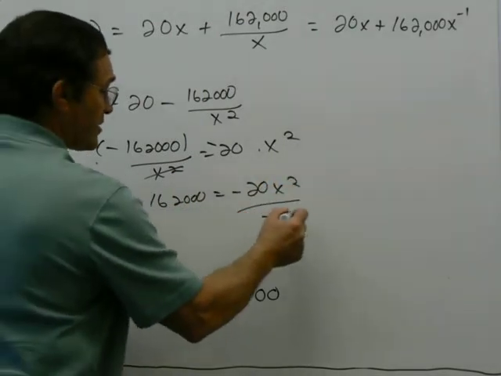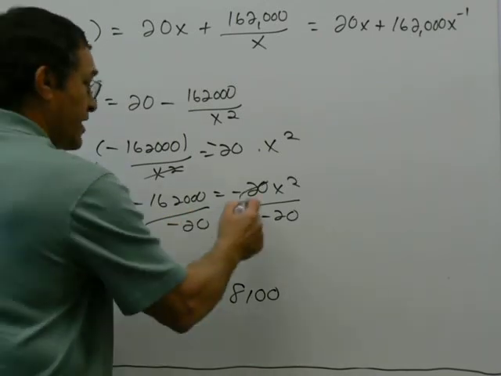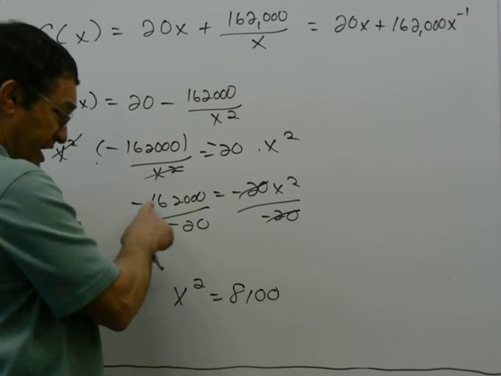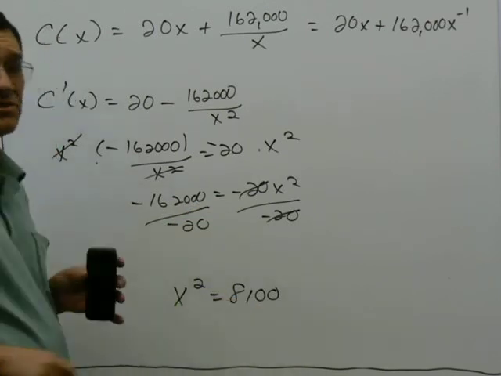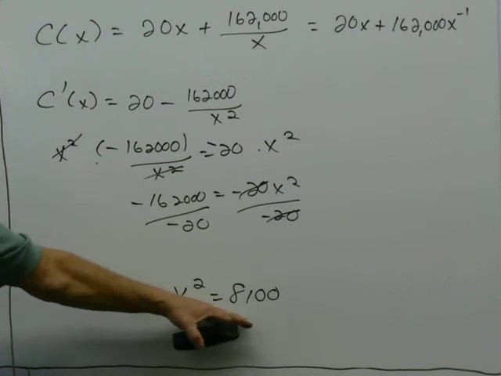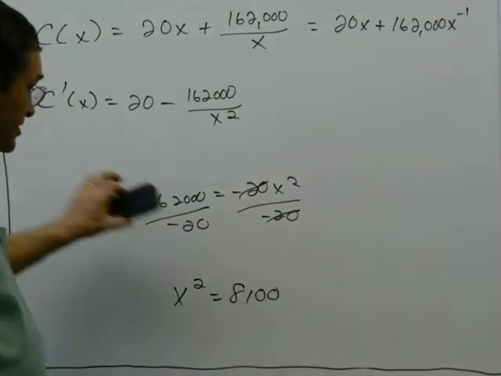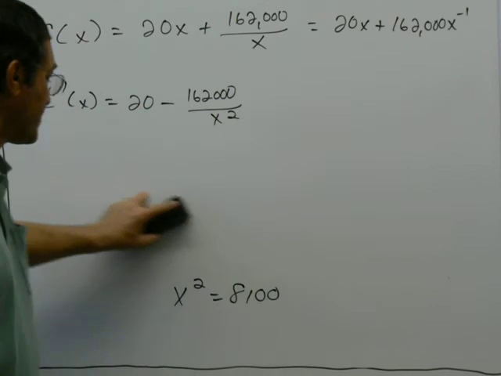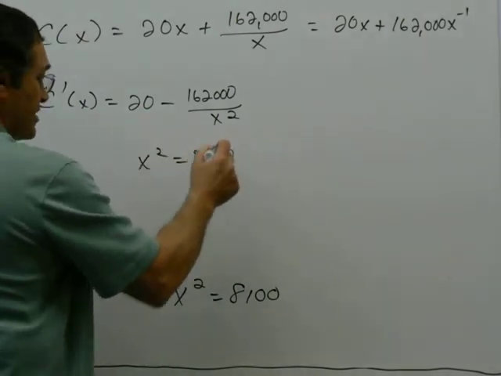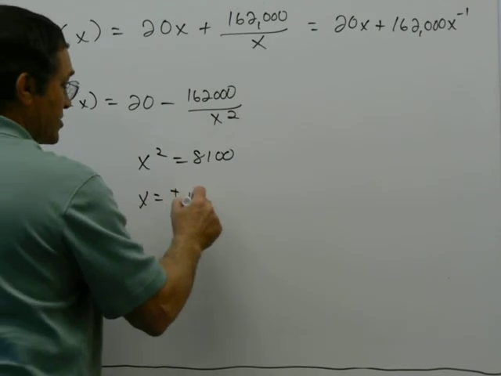Divide both sides by negative 20. Those will cancel, and that gives you your x squared. And negative 162,000 divided by negative 20 is positive 8,100. So that's how I got from where I was to this. You can pause or get a copy of that or do what you need to do. And so if I have x squared equal to 8,100, take the square root of both sides. X is equal to plus or minus the square root of 8,100.